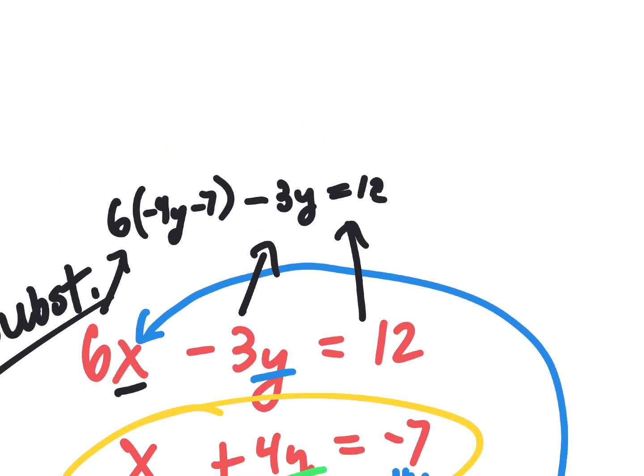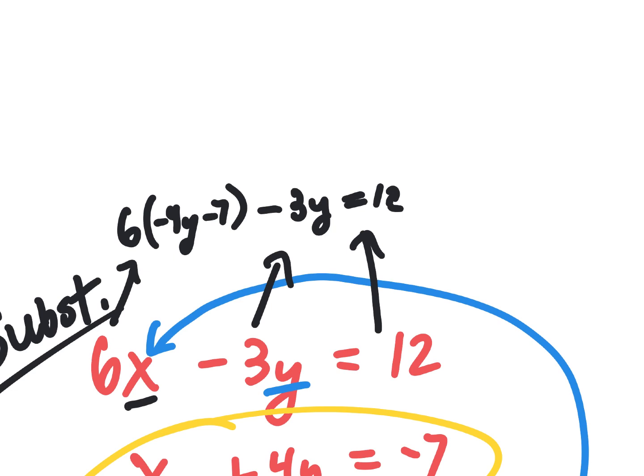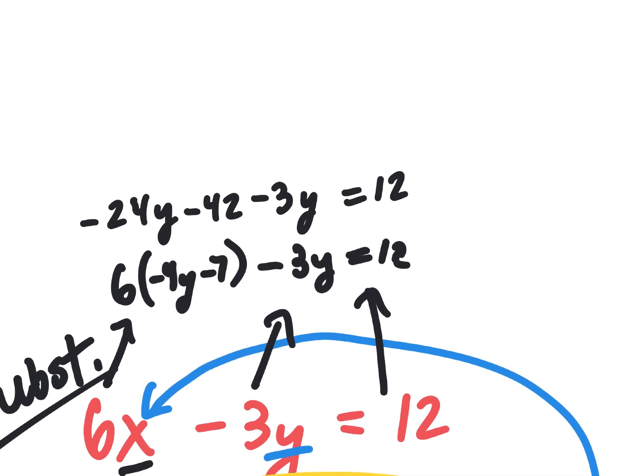Now I'm going up, which is not ideal, but hey, I don't have room underneath it, so negative 24y, negative 42, minus 3y equals 12. And I'm still going up. And now this and this go together. And I'm trying to go slow so I don't screw up, but I could have already.